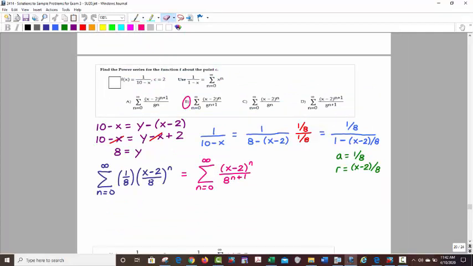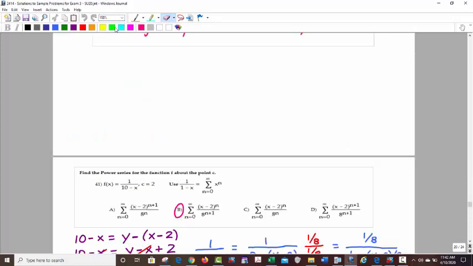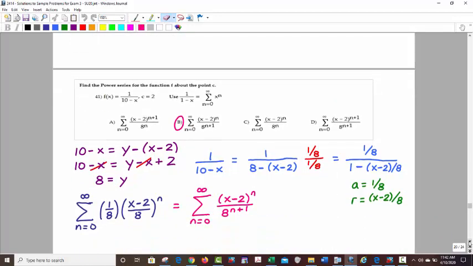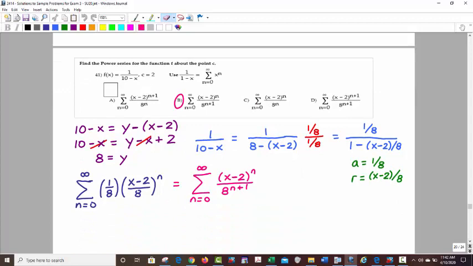Now, let's take a look at some problems where we're trying to represent functions by power series. Let's take a look at this one. We want to represent the function 1 over 10 minus x centered at 2, and we're going to use this geometric formula. 1 over 1 minus x is the sum from n equals 0 to infinity of x to the n. And we're going to modify that and come up with the appropriate power series.